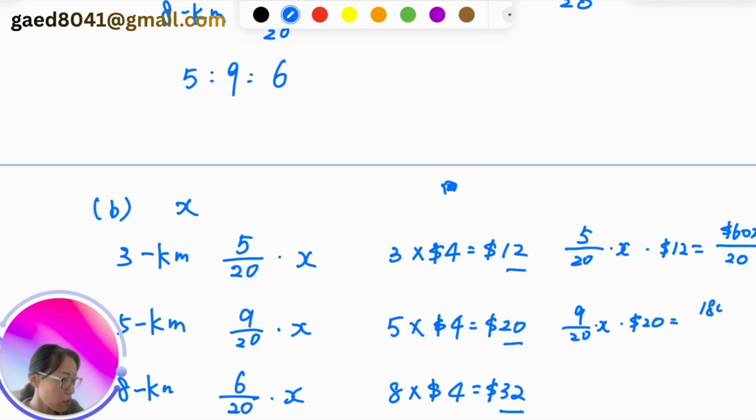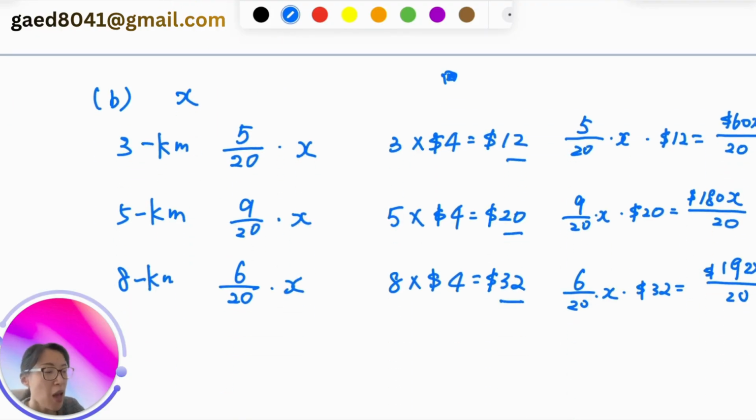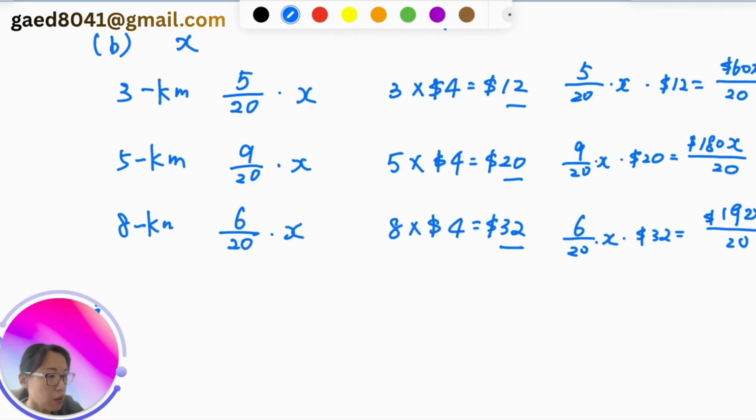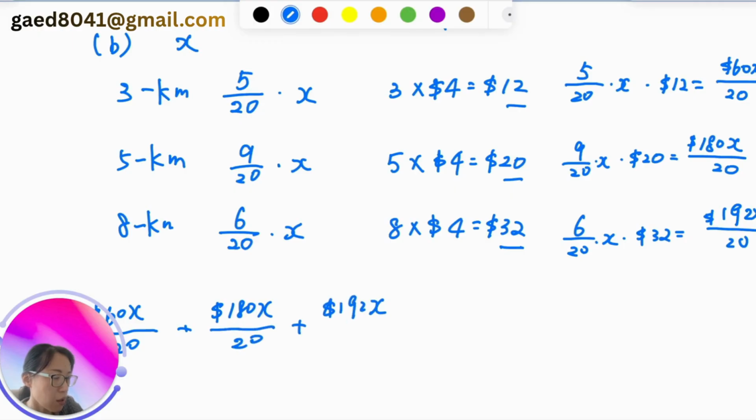So it's 180x over 20. Now the 8-kilometer route would be 6 over 20x times $32, so 192x over 20. Now let's add them together. So the total amount is $8,208.